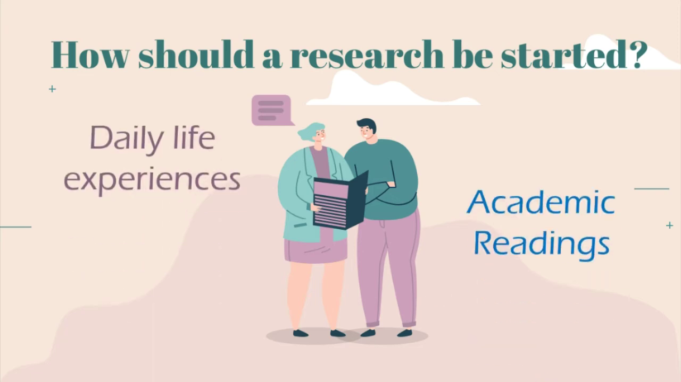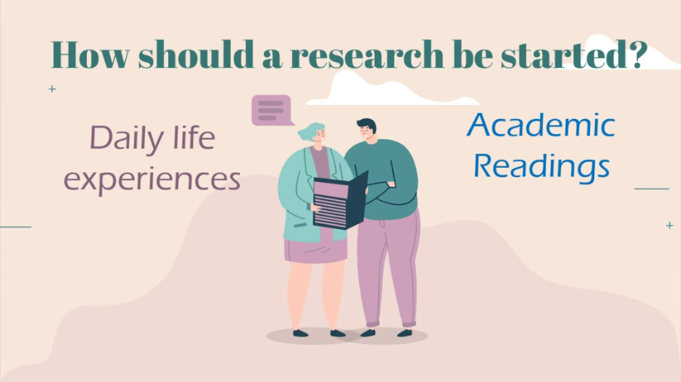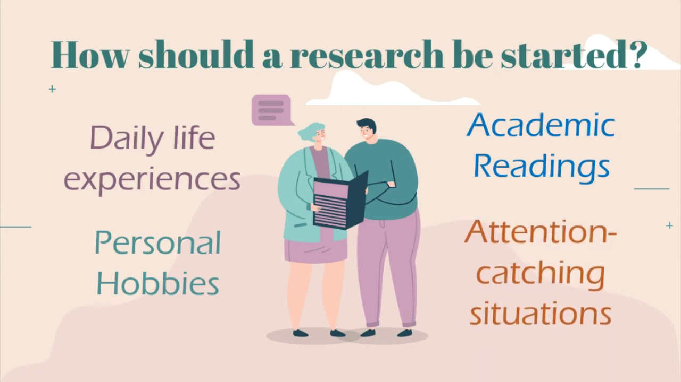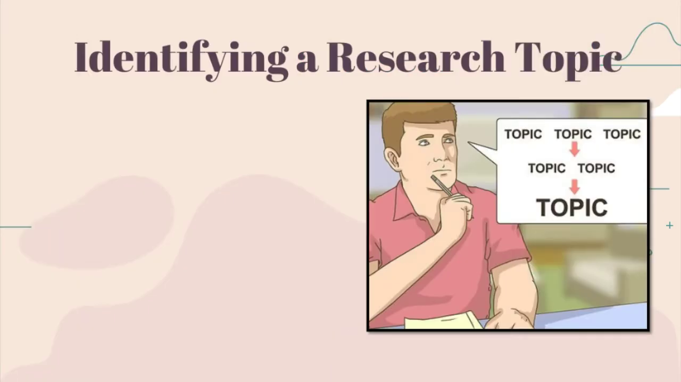Second, it may come from academic readings, which can stimulate your interest to explore a particular topic. Next, personal hobbies. You seek answers to questions you have based on the things that you enjoy doing. And lastly, attention-catching situations. Here, you formulate questions as to how a particular thing became possible. So once a research interest is recognized, a research topic can be identified.